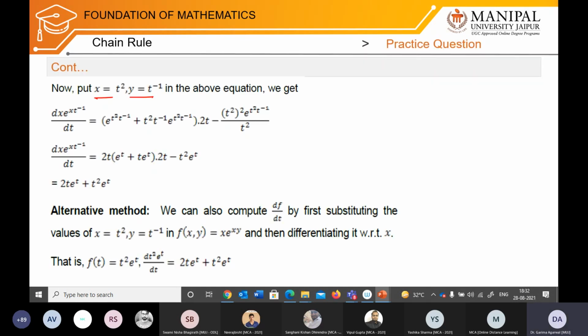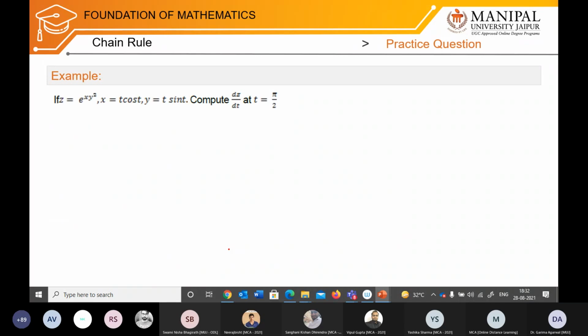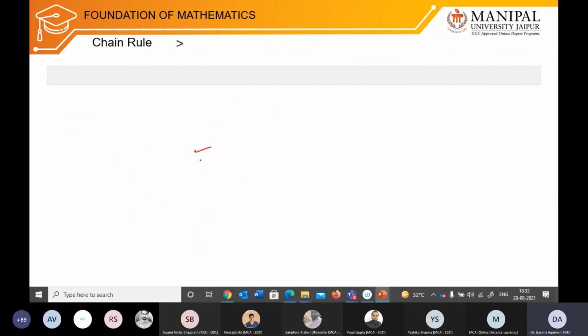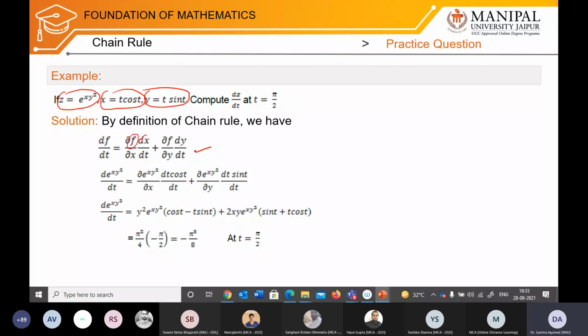Now this is the alternate method. Initially you can substitute the value of x and y in the function and then differentiate it with respect to t. Here z is a function of x and y, x is a function of t, y is a function of t. So we use this chain rule. We substitute the value of f, x and y here and then differentiate it and then substitute the value of t, that is pi by 2. Right?